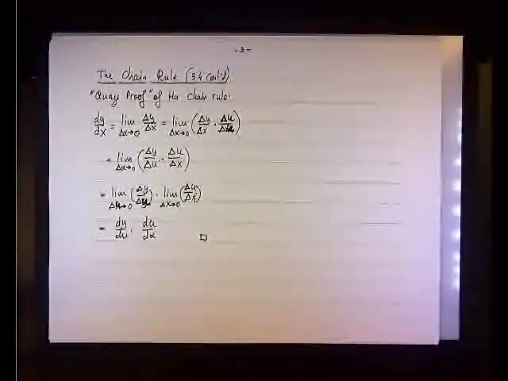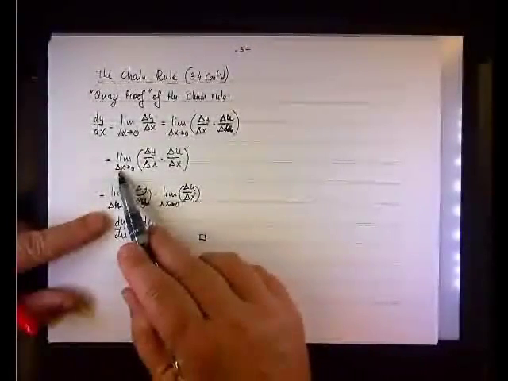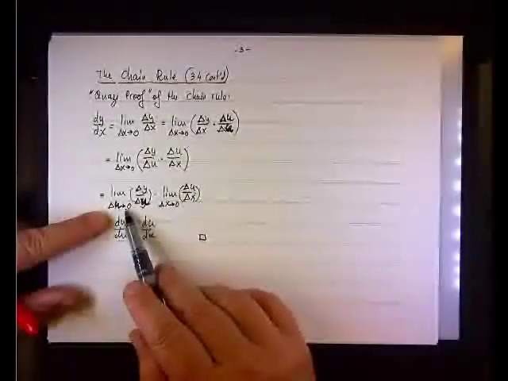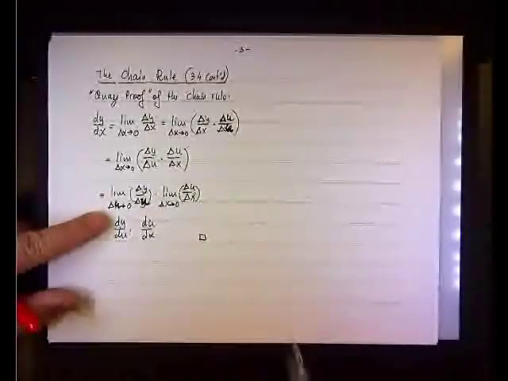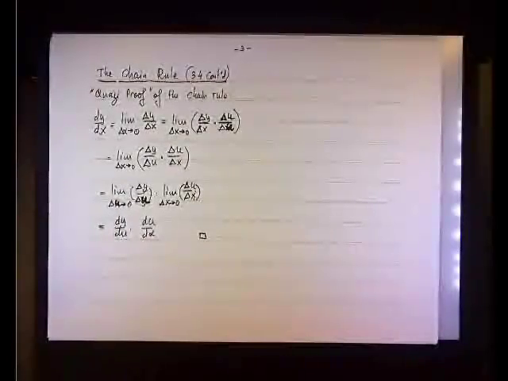There's some weakness to this proof. For instance, I have delta x goes to 0, and I need to justify why delta u goes to 0. I didn't say that. That's why I call it only a quasi proof, not a complete mathematical proof. But you can see the rationale behind it.